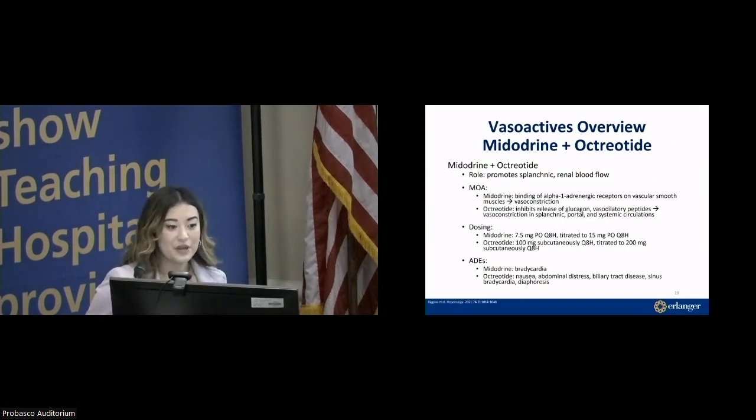First, I want to review midodrine and octreotide. Because it is a systemic vasoconstrictor, midodrine, together with octreotide, can help promote splanchnic vasoconstriction. Theoretically, these two therapies combined should improve both renal and systemic hemodynamics. Midodrine, again, is more systemically selective, and octreotide specifically helps with vasoconstriction of the splanchnic portal circulation.